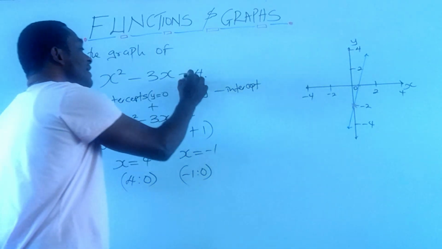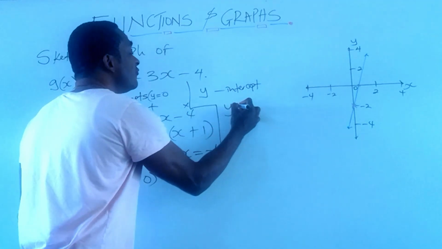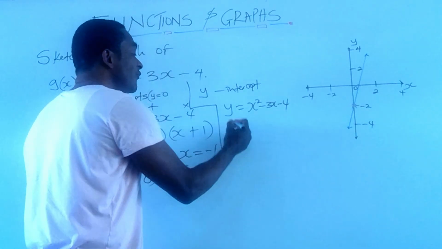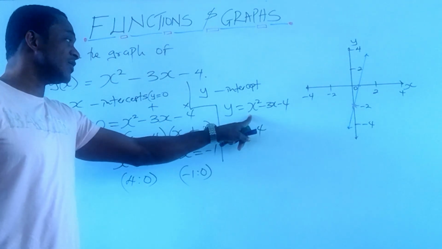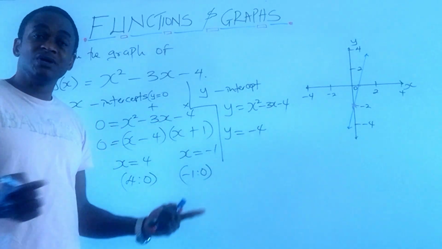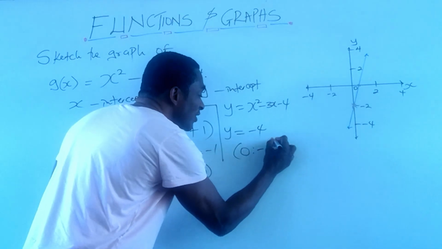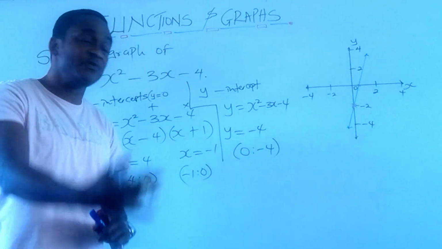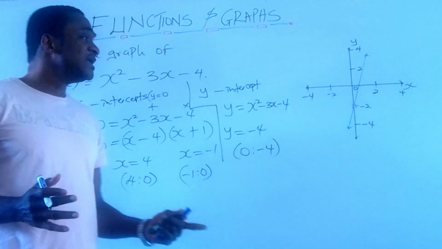Now we need our y-intercept. For our y-intercept, make x 0. So if we have y equals x squared minus 3x minus 4, if we make x 0, the only thing left here is negative 4, because 0 squared minus 3 times 0 is gone. As a coordinate, we have 0 and negative 4. Remember, do not make the mistake of swapping your coordinates. X must come before y. And then what else do we need? We need our turning point.